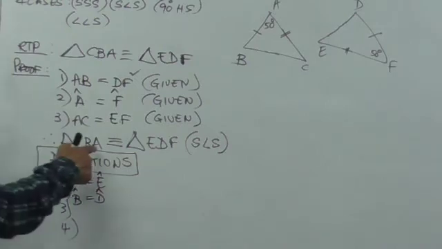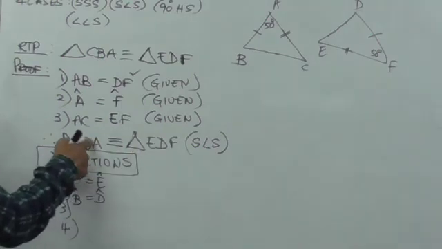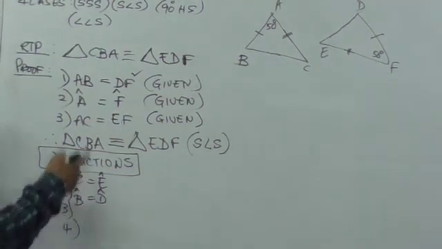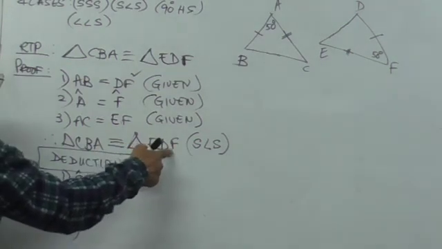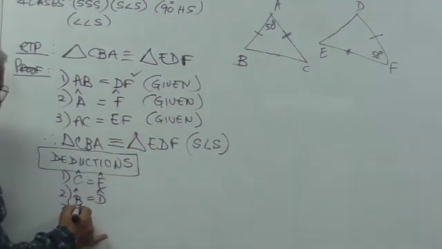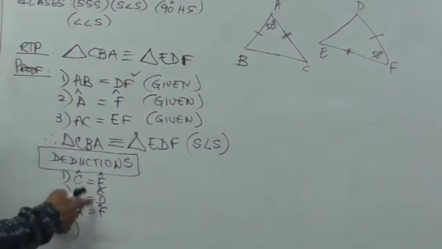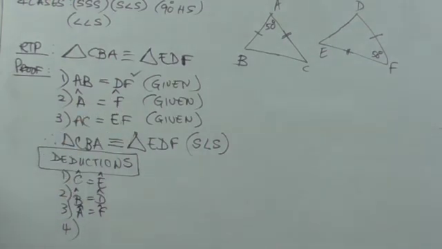Third one, angle A is equal to angle F. Did we use it in the proof? Yes. Therefore, it is not a deduction. It is part of the proof. I'll do this again. Angle A is equal to angle F. Let me write it down and then I will always strike it off. Angle A is equal to angle F. Now, did we use this in the proof? Yes, we use it in the proof. Therefore, it cannot be part of the deductions. So, I will take it out.